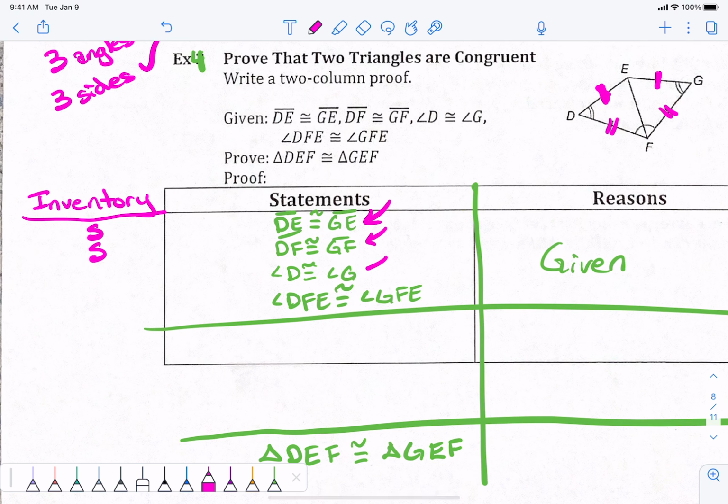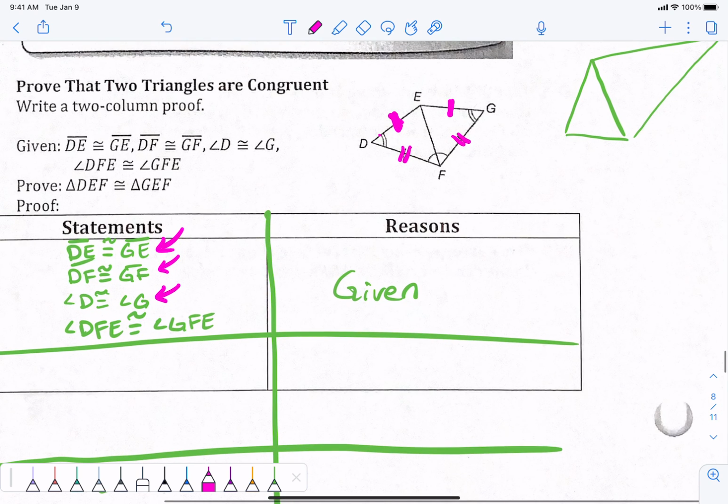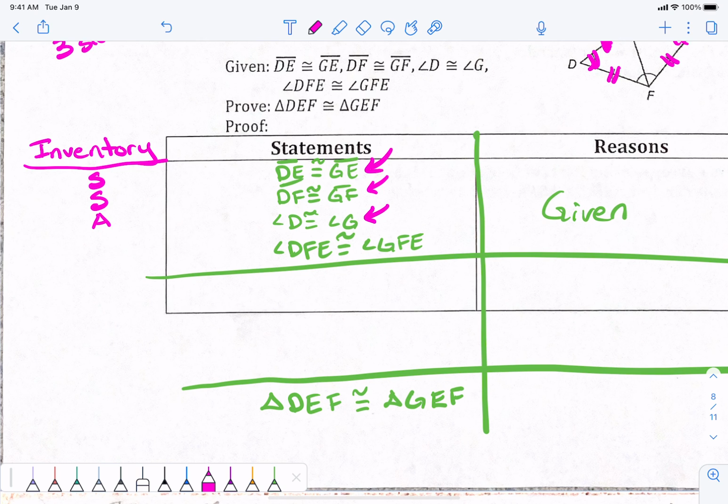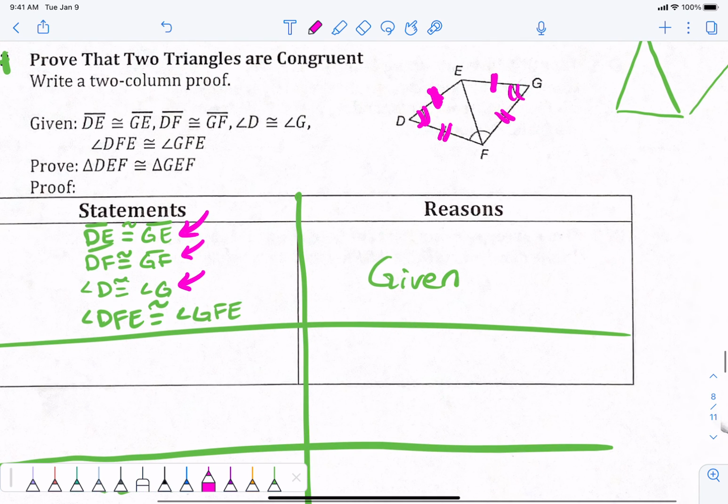Then I go down to angle G and angle D, and they've marked them off here for me. That gives me an angle, so I'm going to list an angle off to the side, right? And then they say angle DFE. DFE is this bottom one, okay? And that is the same thing as GFE, this bottom angle.